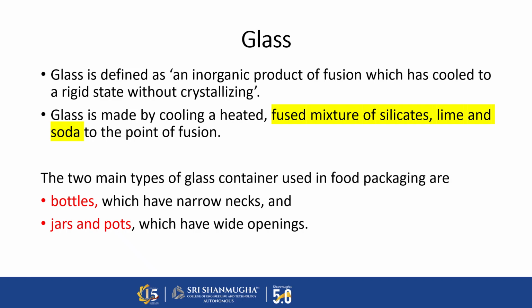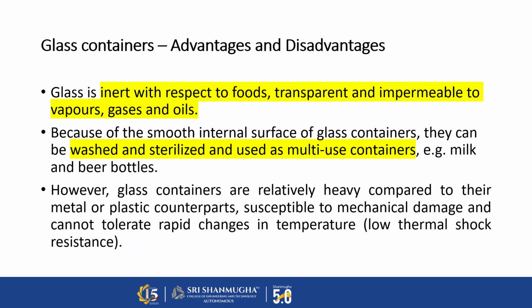There are two types of glass containers in food packaging. One is bottles. Bottles have narrow necks, which are mainly used for liquids such as milk, juices, and soft drinks. Jars and pots have a wider mouth and are used for semi-solid or solid foods like jam, pickles, honey, and sauces. The wide opening makes filling and removing the food easier.